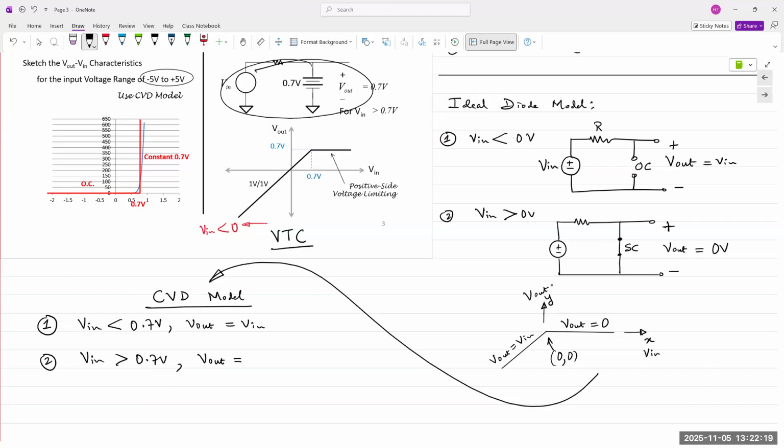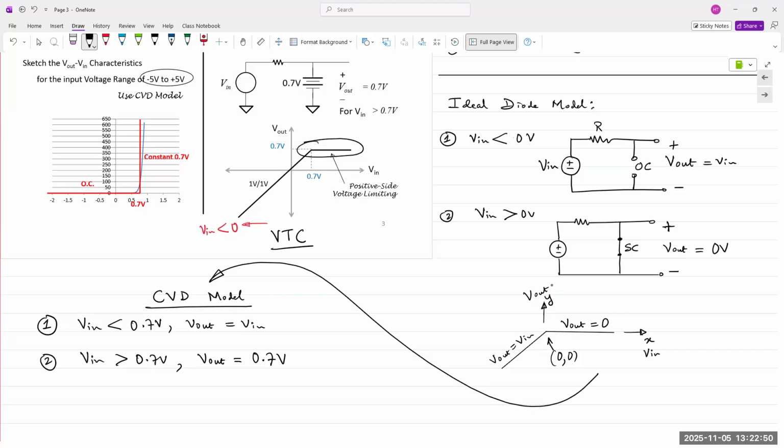Again, remember in the CVD model, we are modeling the diode as a constant voltage source of 0.7 volts. So V out is equal to 0.7. It's a flat line at 0.7. Everything is simply shifted up and across by 0.7 volts. That's all that happens on the graph.